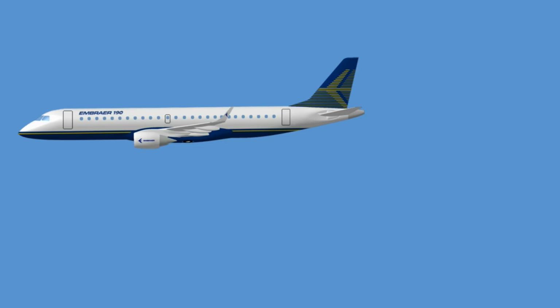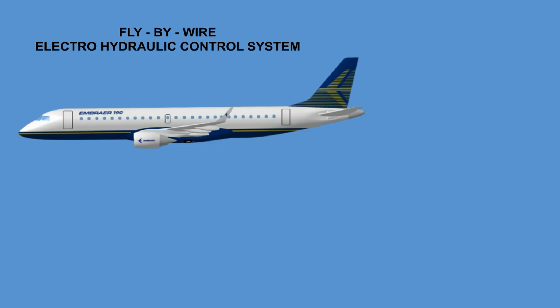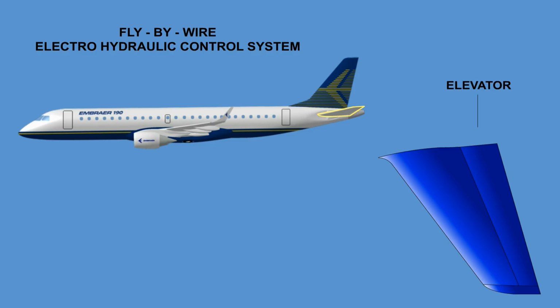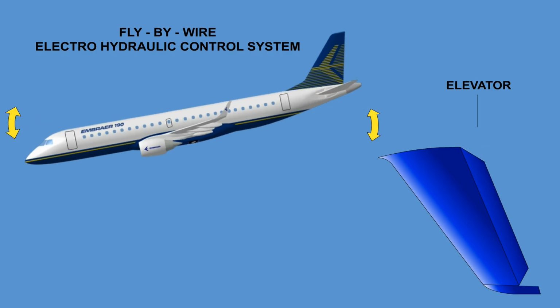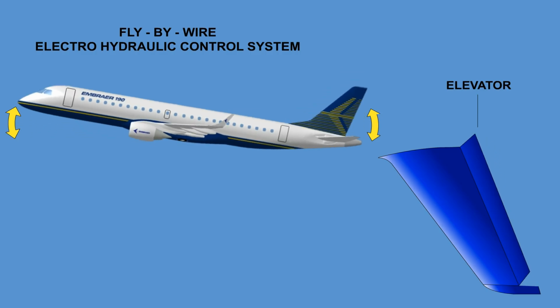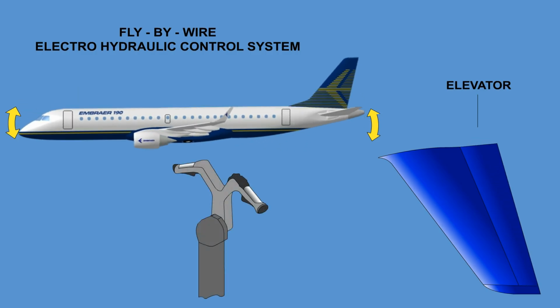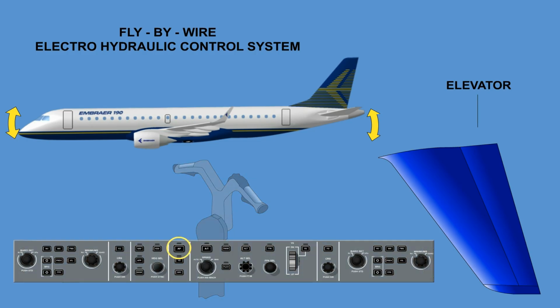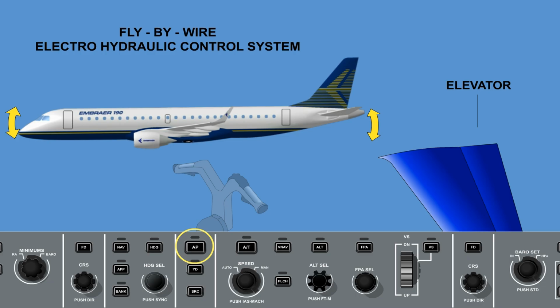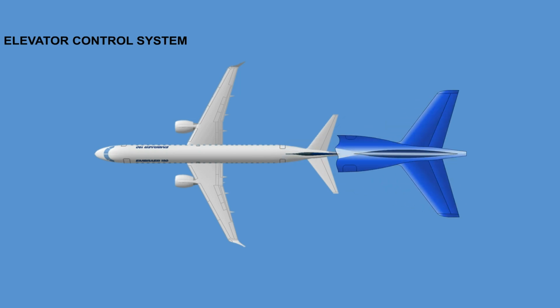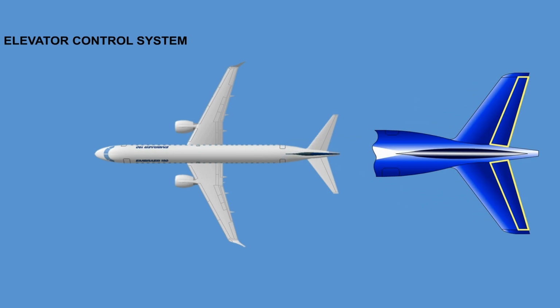The elevator control system installation is a fly-by-wire electro-hydraulic control system, providing control around the aircraft pitch axis. The system is controlled either by the pilots moving the control column forward or backward, or by the autopilot, taking the place of the pilot input commands. The elevator control system moves the left and right elevator surfaces, which are attached to the horizontal stabilizer.